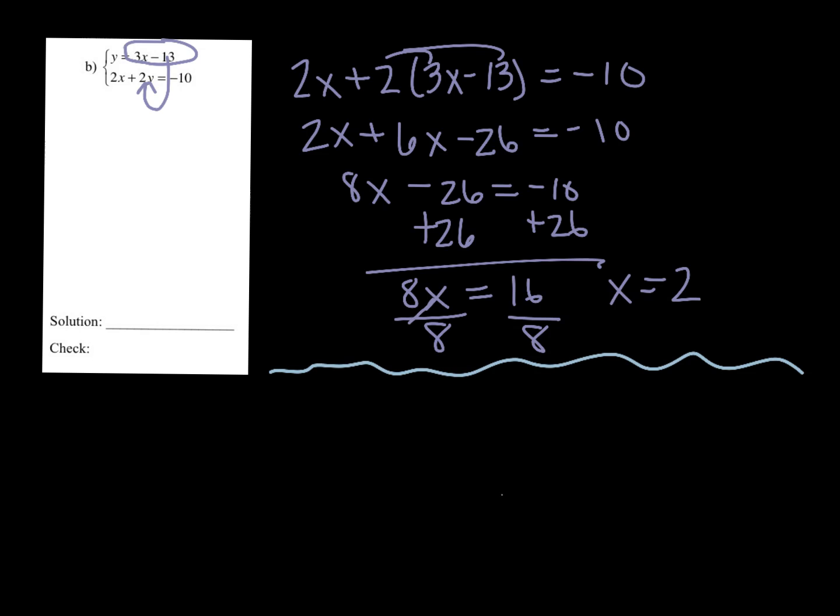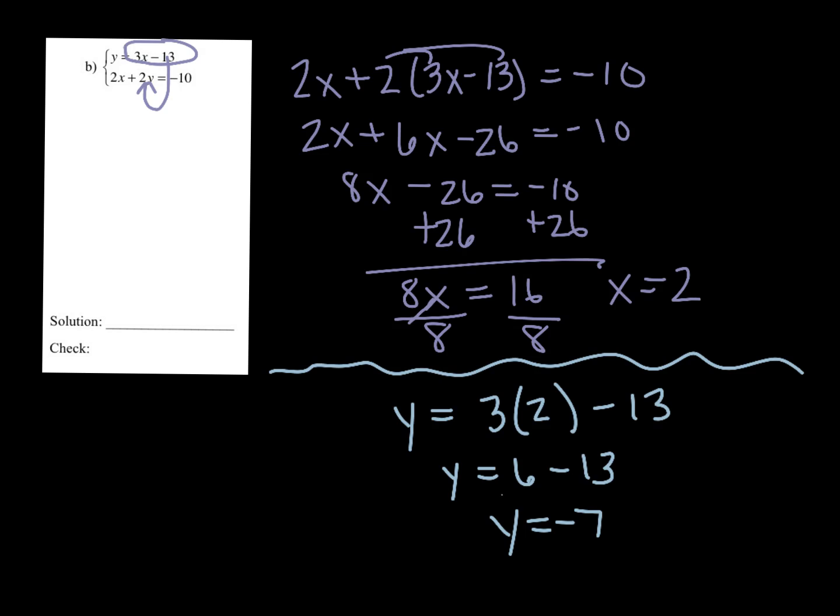So again, it doesn't matter which equation you substituted into, but I'm going to substitute into the first one just to find y. So y equals 3. Instead of x, we're going to do 2 minus 13. So y equals 6 minus 13. y equals -7. So as my solution, I'm getting the ordered pair (2, -7).